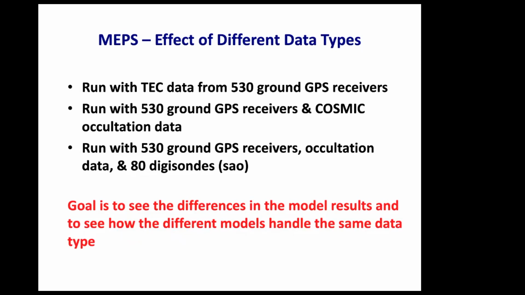The goal here is to study the effect of different data types on the GAME models. So first we run all 4 GAME models with TEC data from 530 ground GPS receivers. After that we run all 4 GAME models again with data from 530 ground GPS receivers and COSMIC occultation data. Then we do another run of all 4 GAME models with 530 ground GPS receiver data, occultation data, and data from 80 digisondes. The goal is to see the difference in the model results and to see how the different models handle the same data type.